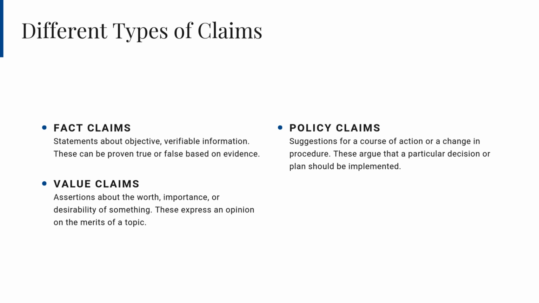There are different types of claims, and understanding these helps you shape your argument more effectively. Fact claims are about objective, verifiable information. For instance, "the Earth revolves around the Sun" is a factual claim. Value claims express a judgment about the worth or importance of something, like saying "education is the most valuable asset a person can have." Finally, policy claims suggest a course of action or advocate for a change, such as "schools should implement a mentorship program." Knowing the type of claim you're making will guide the kind of evidence you need to support it.